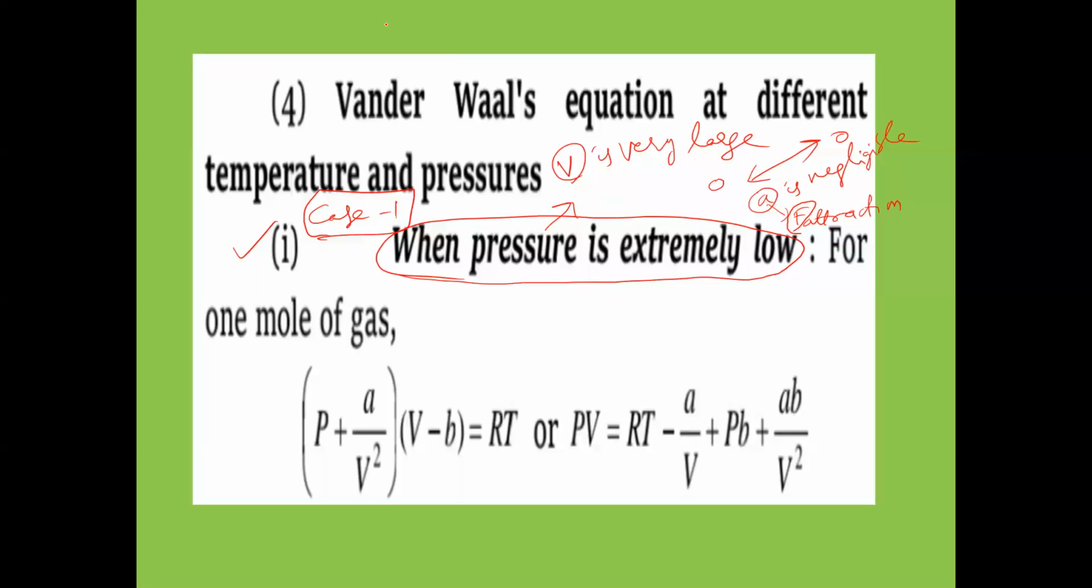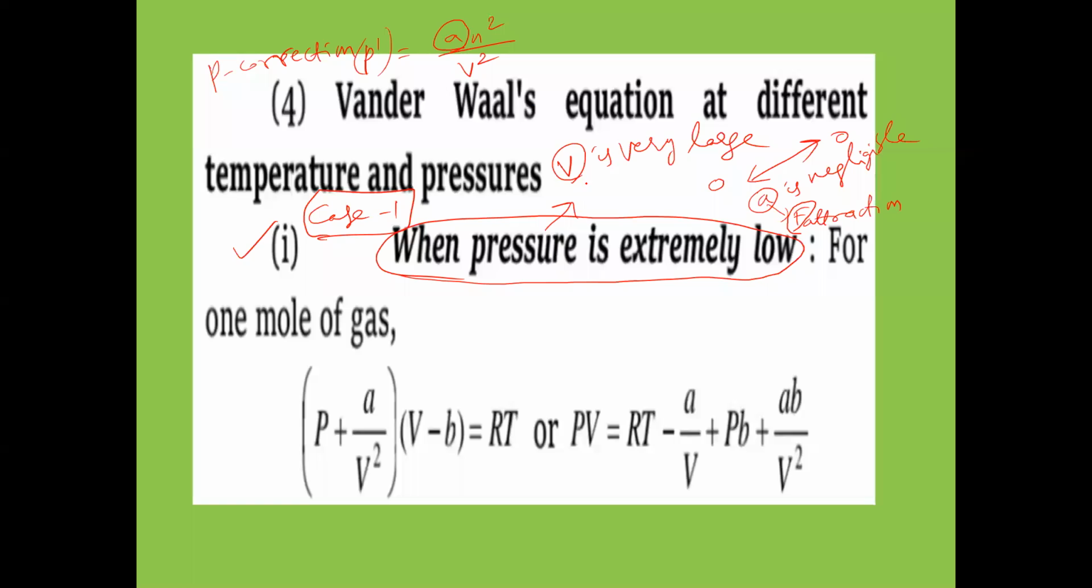But pressure correction is what here? Pressure correction P dash is equal to A n square by V square. Here A value is the magnitude of attractive force, and that magnitude is negligible. When A value is negligible, the pressure correction also will be negligible. Pressure correction is directly proportional to A value.